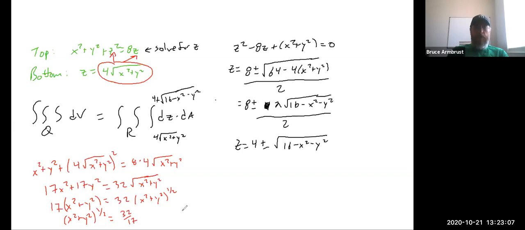So if we square both sides, because I'm too lazy to square it out actually, we're going to get x squared plus y squared equals 32/17 squared, which is a circle. It's a circle centered at the origin whose radius is 32/17.